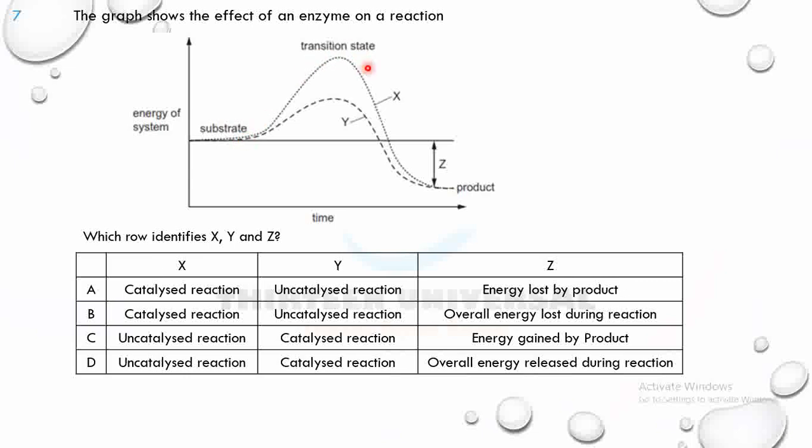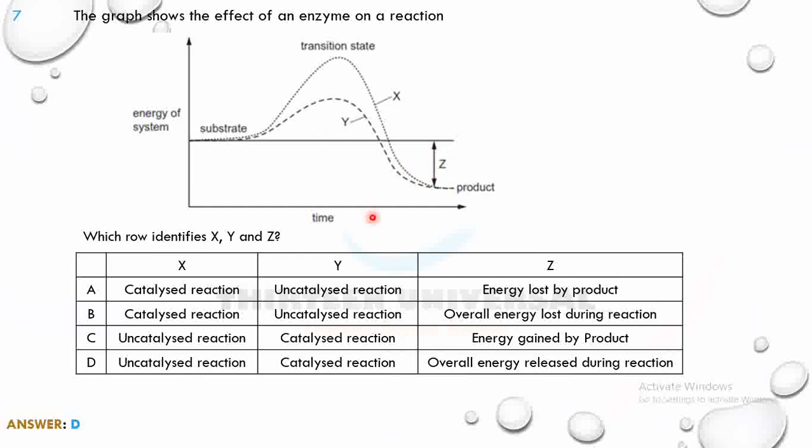This is a transition state. If you check, you can see that in the uncatalyzed reaction, there is overall energy released during the reaction, because the product has a lower energy content than the substrate. Do you get? So that's why this represents energy released during the reaction.